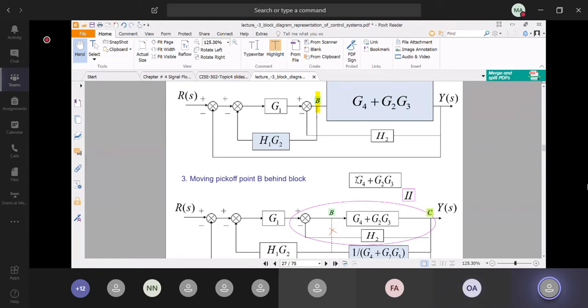Okay, I get it. This point is the input. This simple point is between the summation and the pickoff. This should come here. You can see my mouse. It should come here.